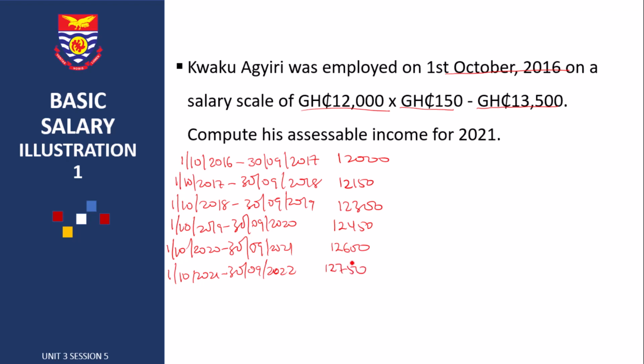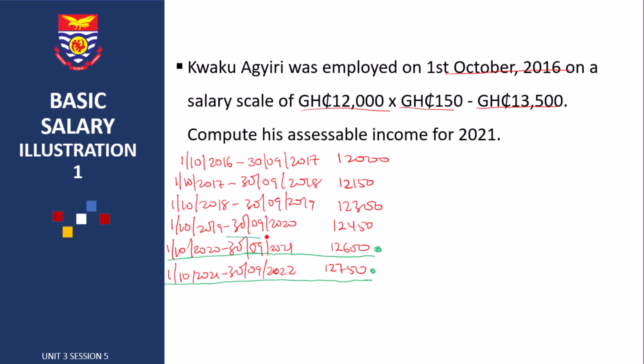Our concentration is for 2021. So looking at this, we have from 2016 to 2022. So we are going to fish out the 2021 element. Looking at this point, we have 1st October 2020 to 30th September 2021. And at this point, we have 1st October 2021 to 30th September 2022. So this is the part that we are interested in. So how many months of 2021 are here and here?